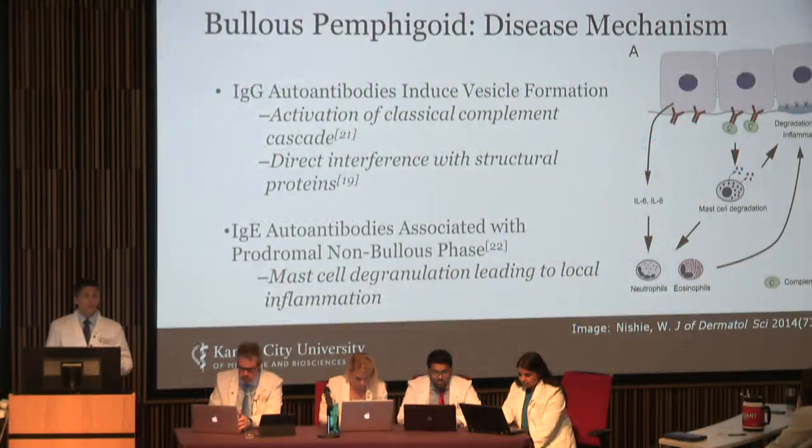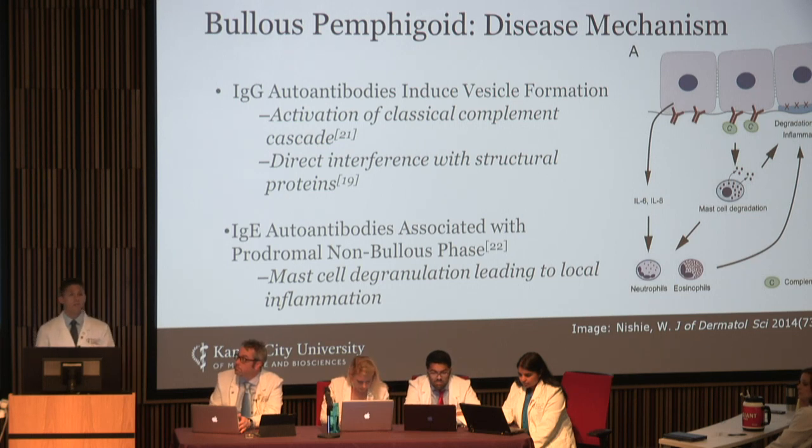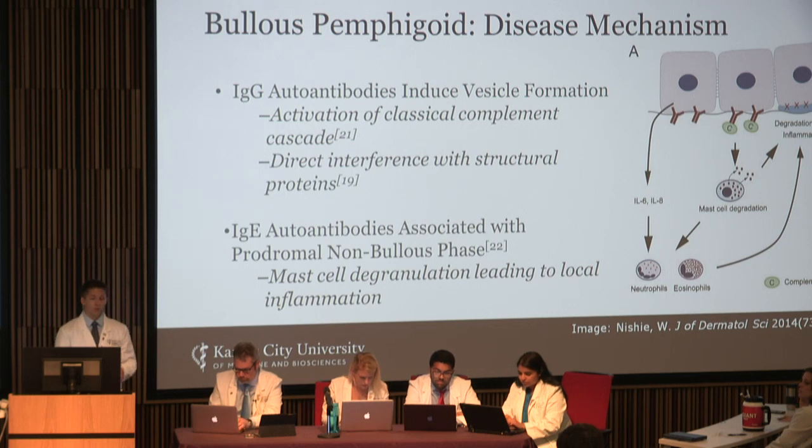IgE antibodies have recently also been highlighted as essential for the formation of the prodromal non-bullous phase. As we can recall, IgE is typically not found in high levels in serum because it is bound to mast cells rapidly and with high affinity via the Fc epsilon receptor. When these receptor-bound IgE antibodies cross-link by binding to their autoantigen, bullous pemphigoid antigen 2, these mast cells degranulate, initiating a local inflammatory response, essentially that prodromal phase, before the blisters begin.